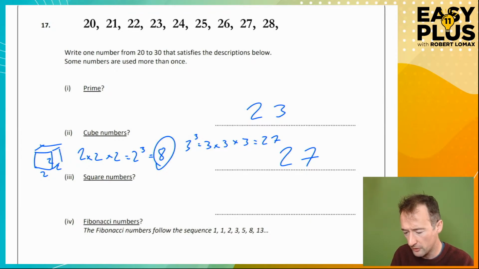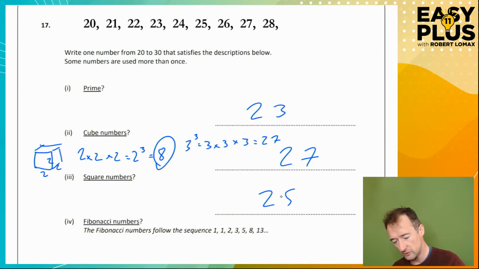Square numbers. You did what a square number is. So what have we got? We have got 4 times 4 is 16. 5 times 5 is 25. Oh, yes, there we have it. 25.